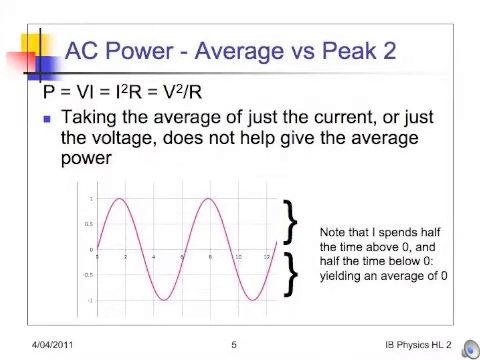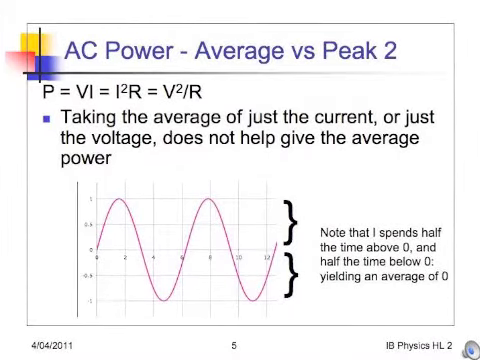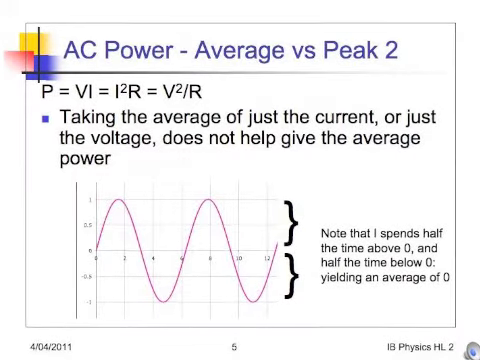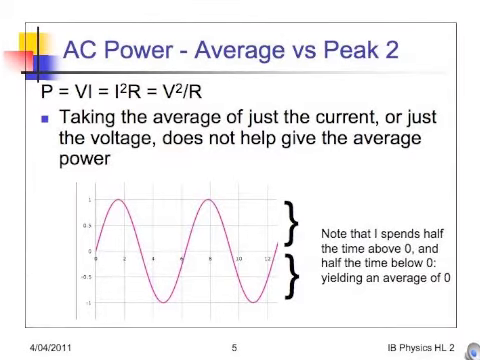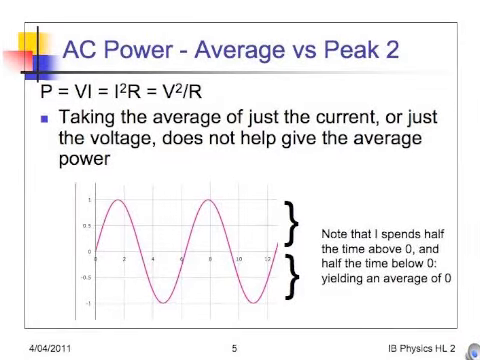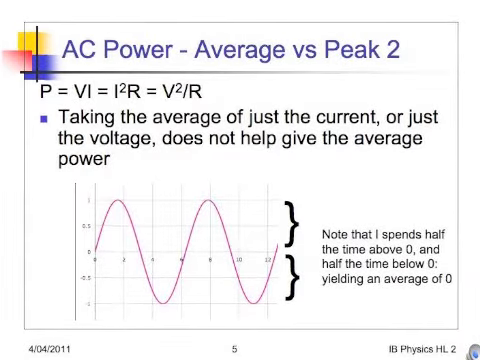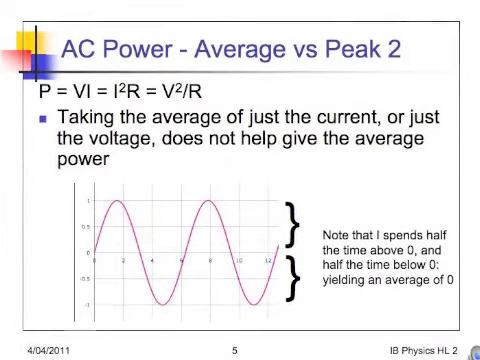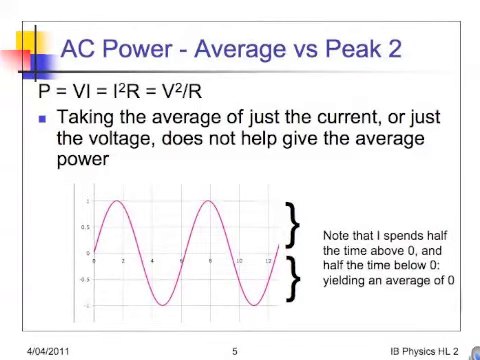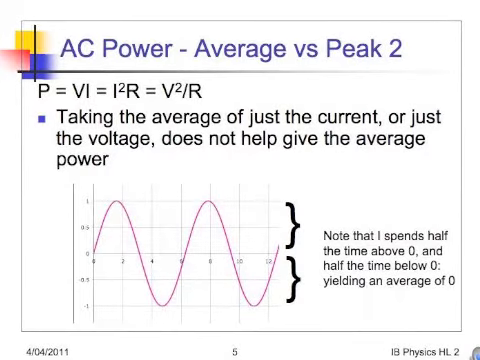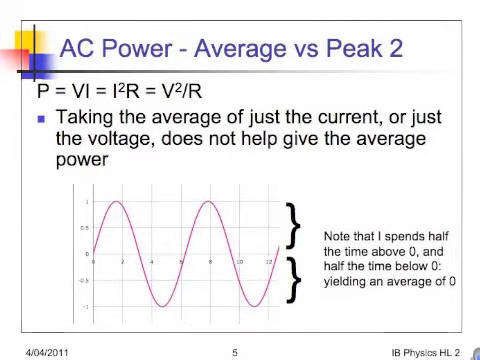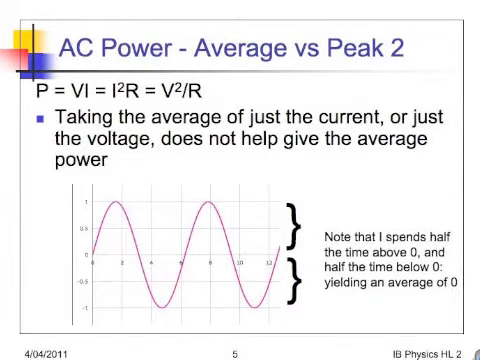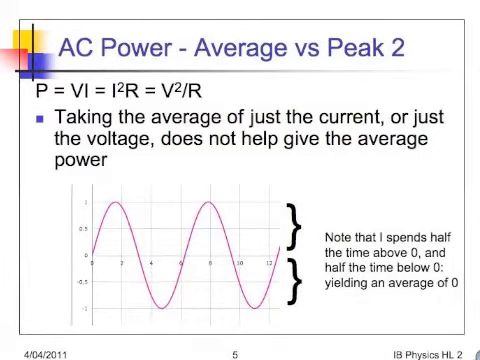This graph just shows what happens if you were to take the average value of the current over the cycle of the period. It goes positive for half of the period, negative for the other half of the period. So if you actually took the average value of the current, you're going to get 0. And that shows why we have to take the square of the current and take the average value of that over the period of the cycle.